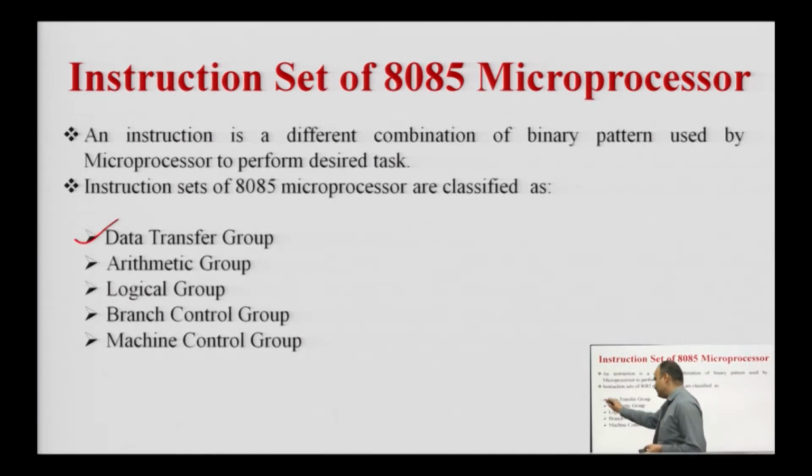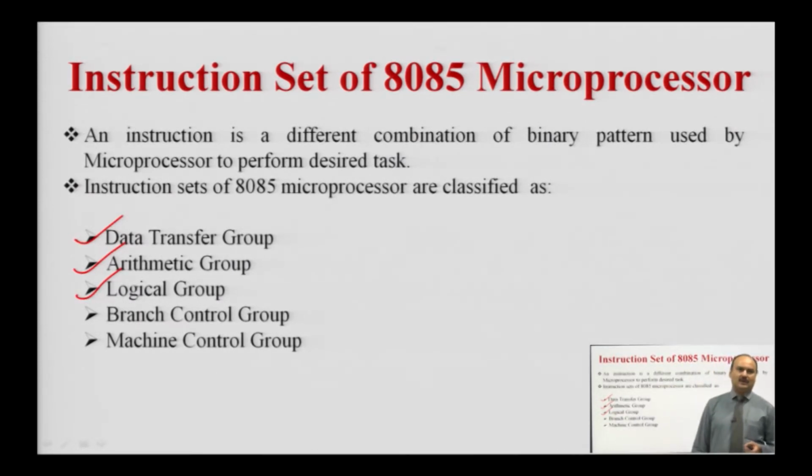The first group, that is the data transfer group of instruction, in which the instruction will perform data transfer operation. The second group is the arithmetic group instruction, in which the processor will perform the arithmetic operations, that is addition, subtraction, increment, decrement operation. Then the third group will perform logical operations, that is logical AND, logical OR, logical XOR and logical NOT operation. In addition to that, the rotate operation.